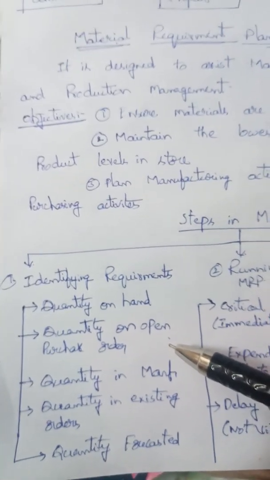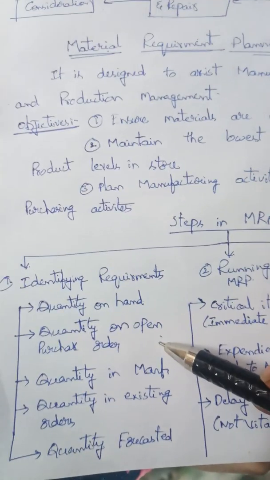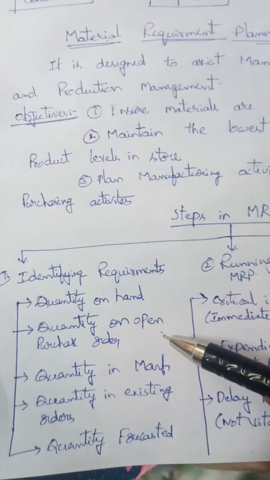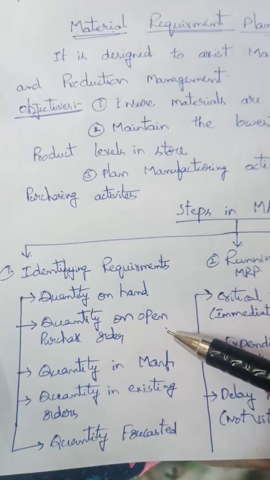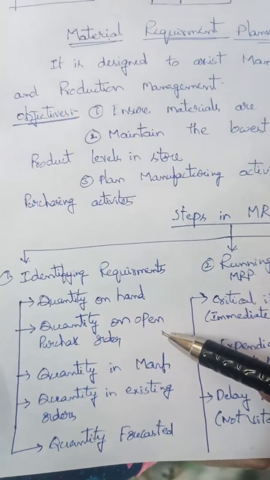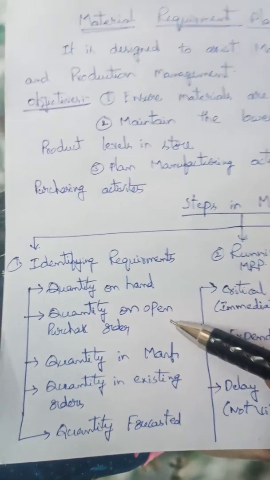The basic raw material is sugarcane. Besides sugarcane, some other components are required, like calcium, which may come from animal bones, and different chemical components are required for the manufacturing of sugar in a sugarcane industry. That's why I mentioned it under open purchase orders.